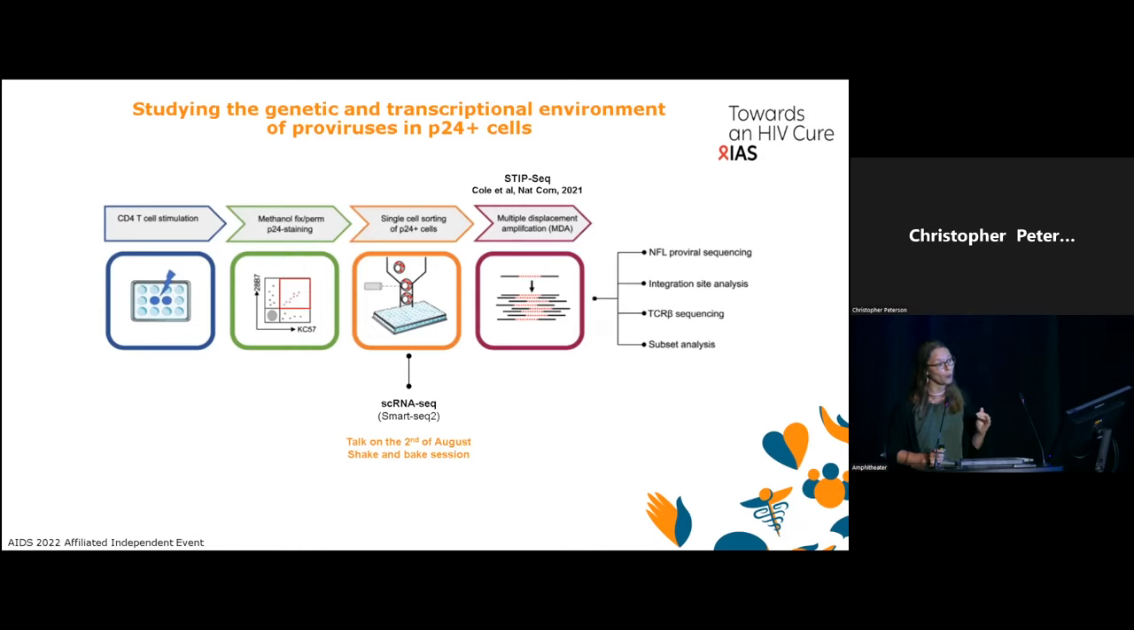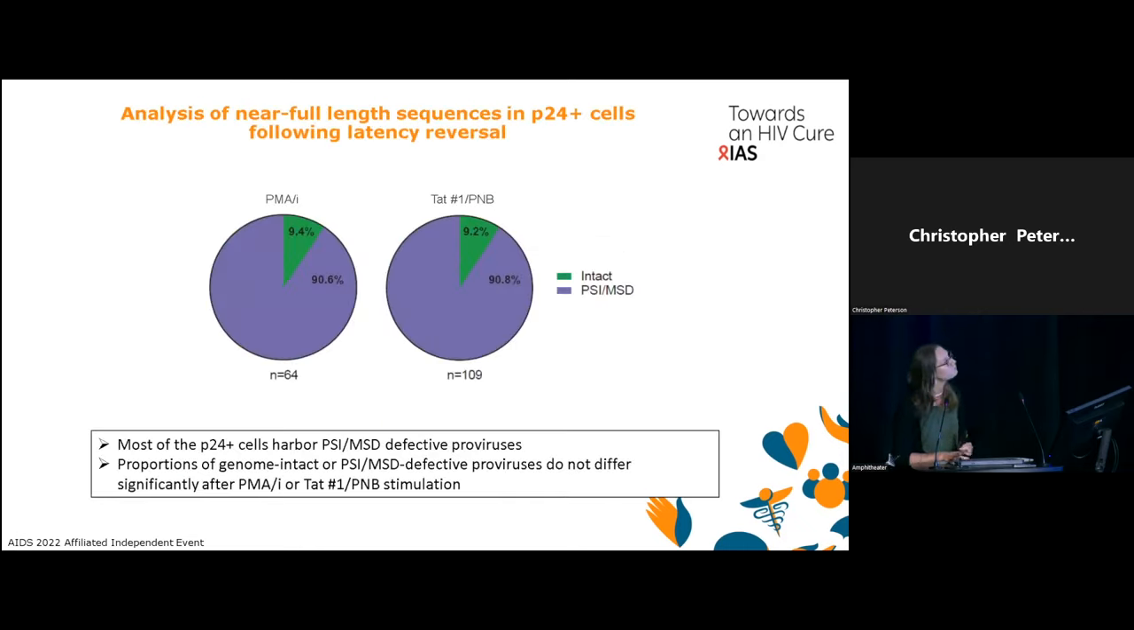So starting from one copy of DNA, you will end up with thousands of copies of DNA in each of those wells, which means that you can do several different assays on each cell. And so you can, for example, perform near full-length proviral sequencing, but also integration site analysis. And I will quickly show the results that we obtained for those two assays.